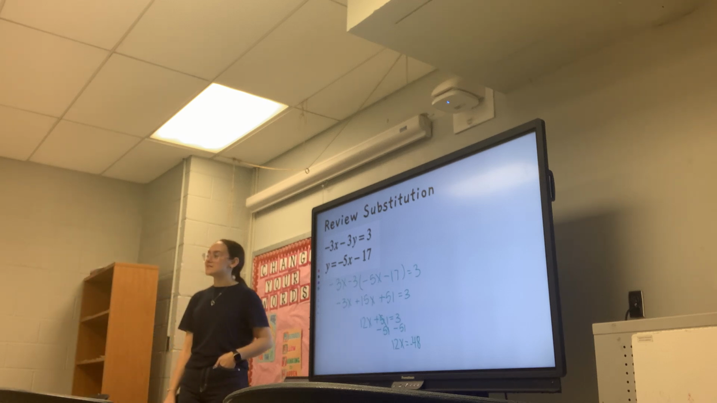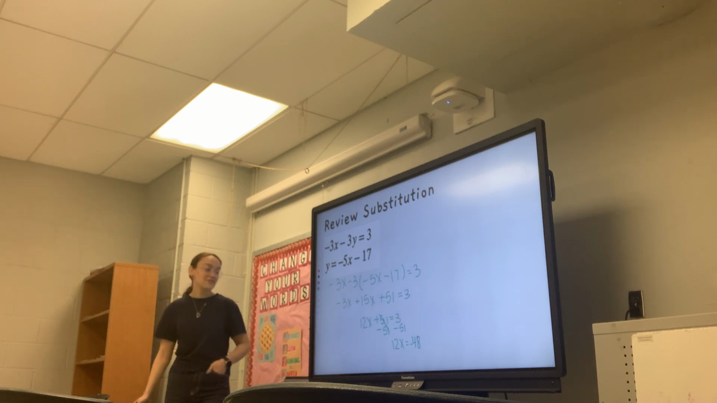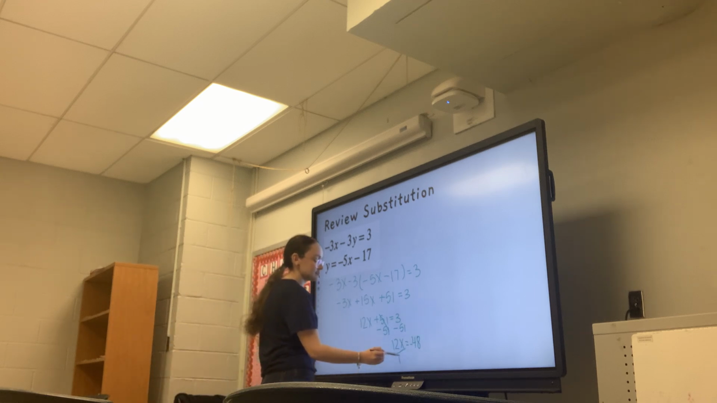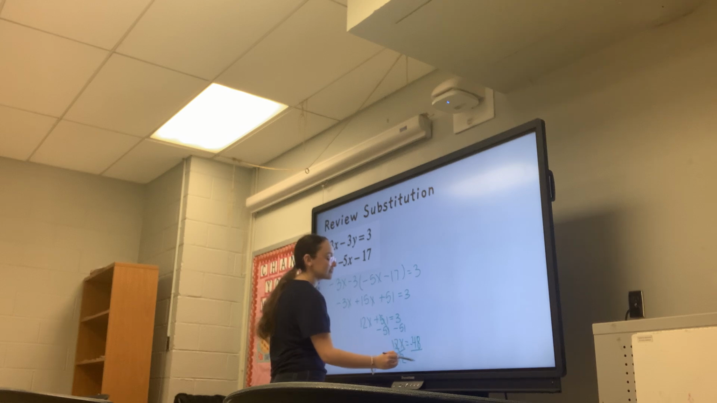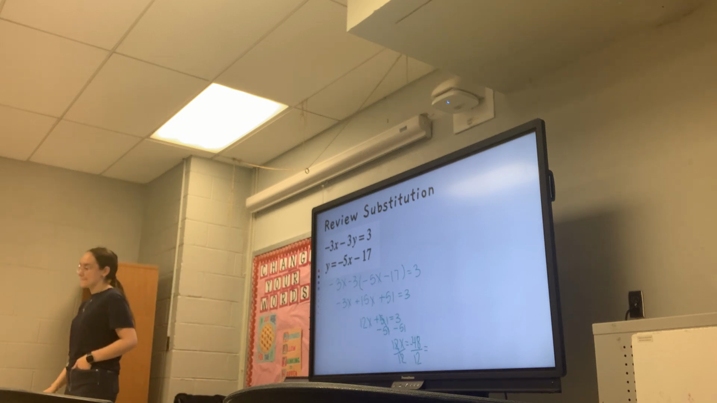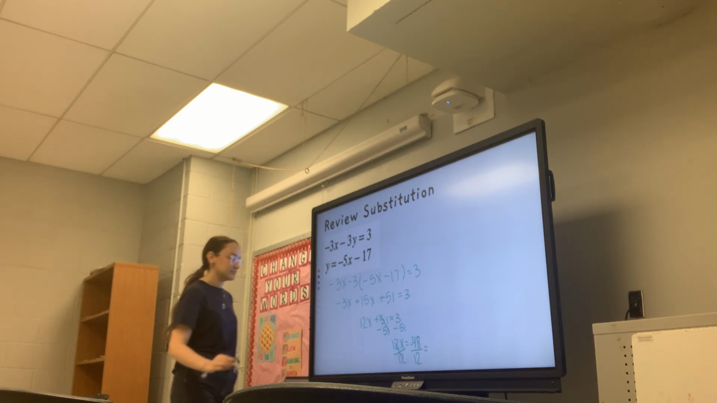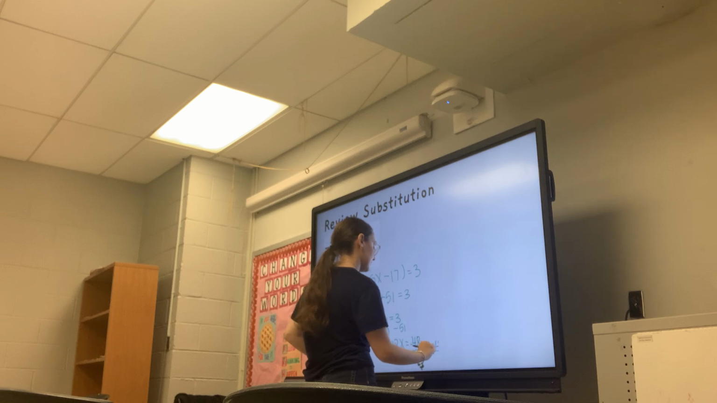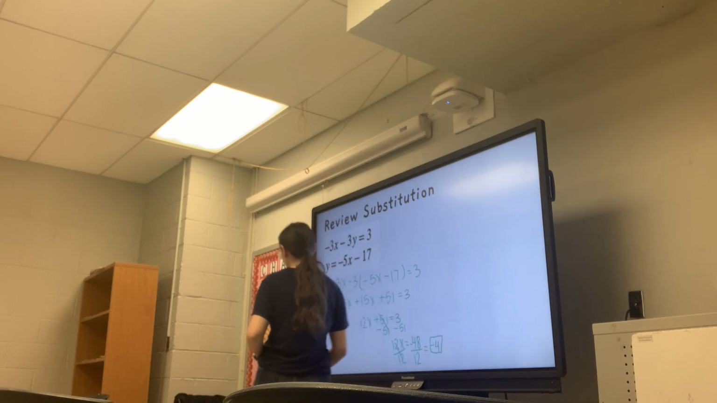Now, what's my last step? Divide by 12 on both sides. What is negative 48 divided by 12? Negative 4. So we have what our x equals to.